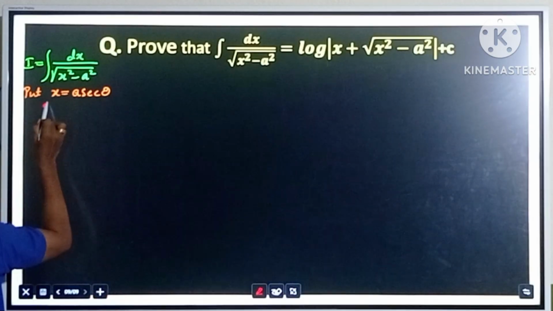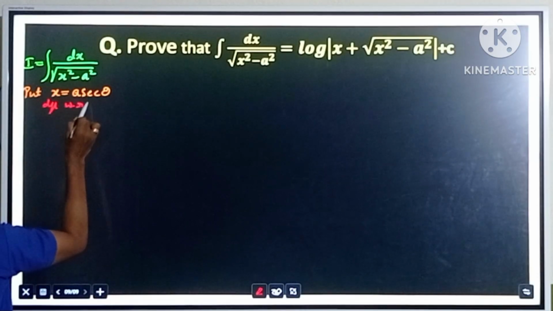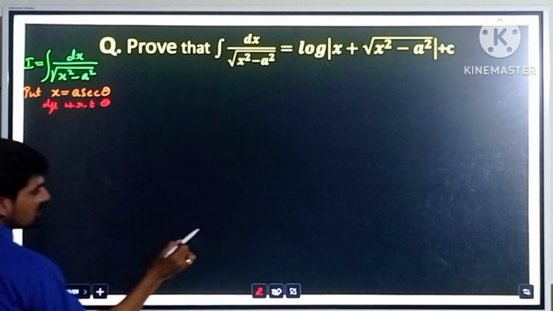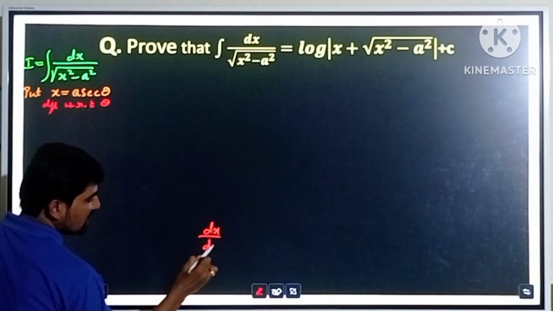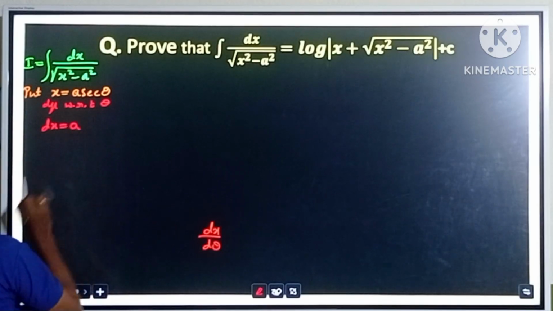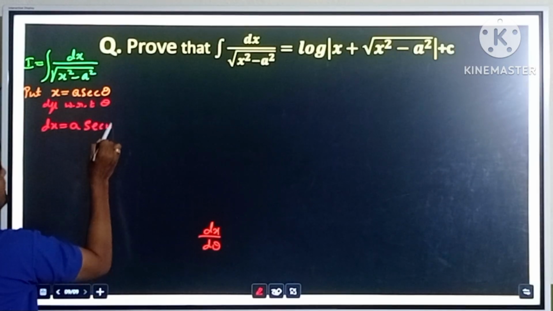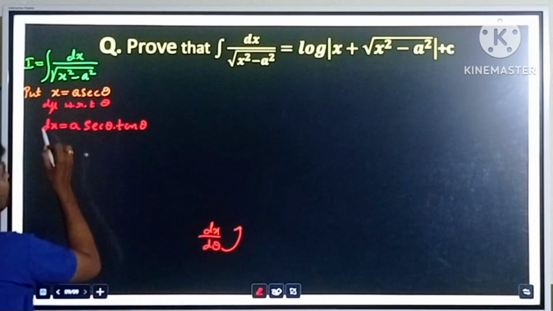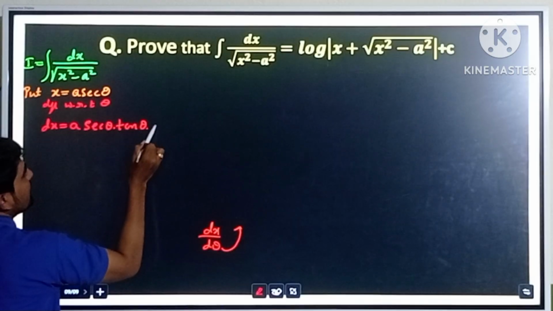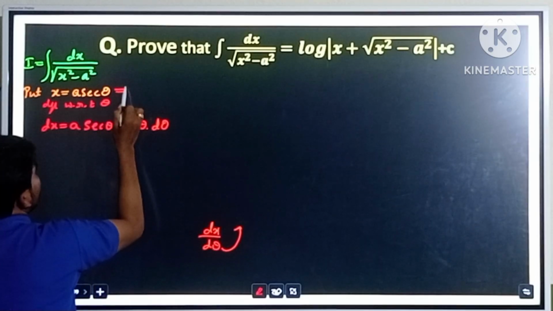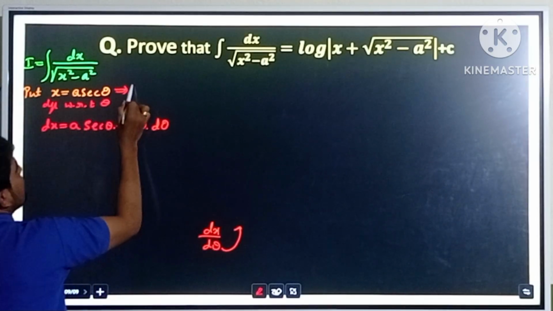Therefore, differentiate this x with respect to theta. The derivative of x with respect to theta is dx by d theta. So dx is equal to a into secant theta, whose derivative is secant theta into tan theta. By cross multiplication, d theta I shift to the right side. So a secant theta tan theta d theta. I hope all of you are understanding. Now see here, again by using this substitution, what is secant theta?